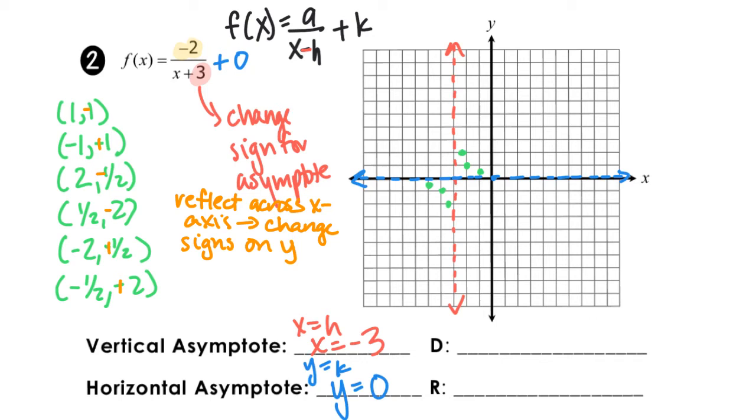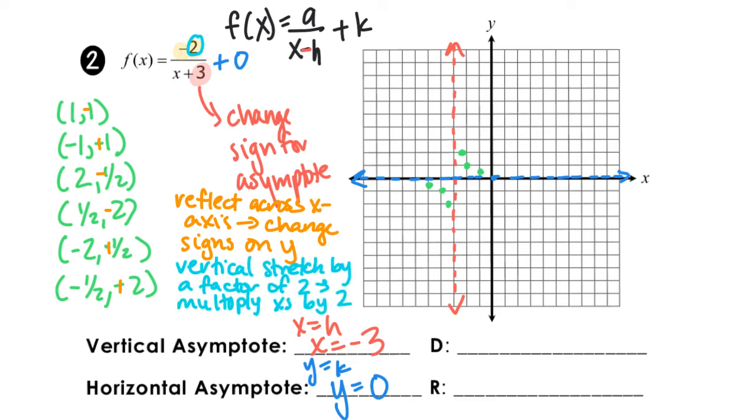I also see here that the 2 on the numerator is a vertical stretch. So what I have to do for that is multiply all my x's by 2, and that will stretch my graph vertically from left to right. So 1 times 2 would be 2.